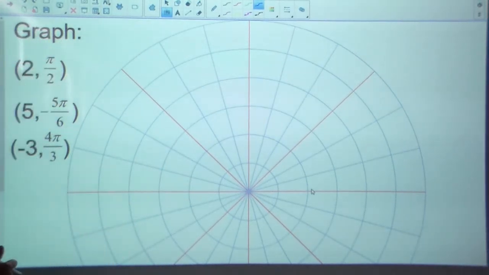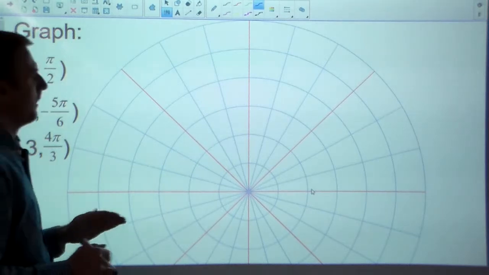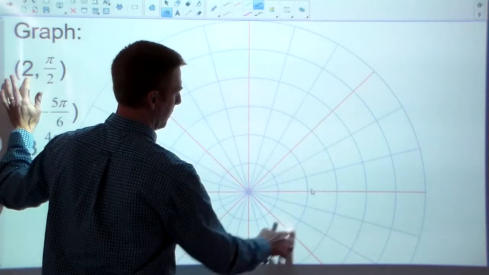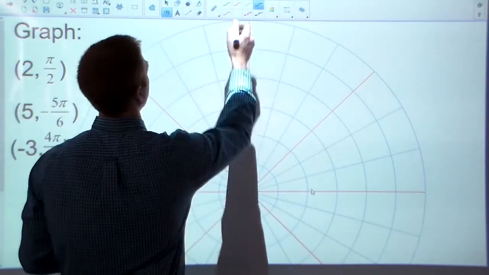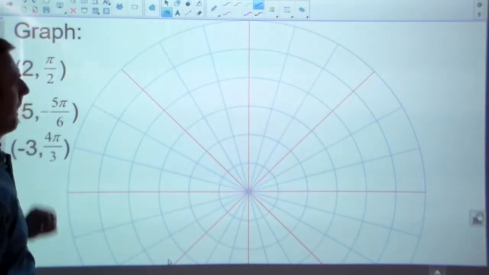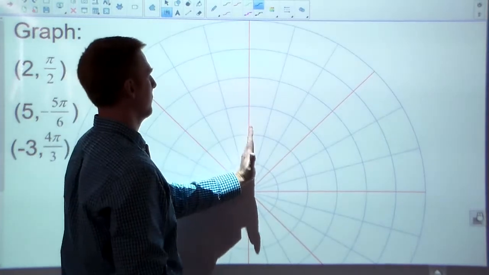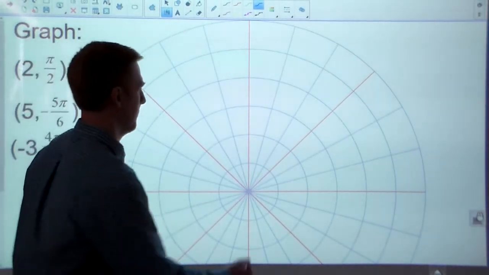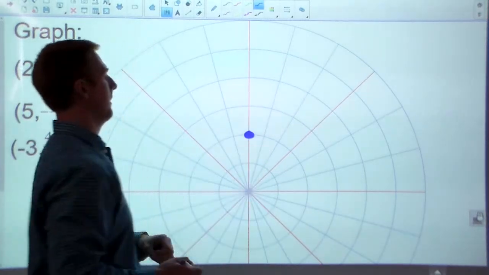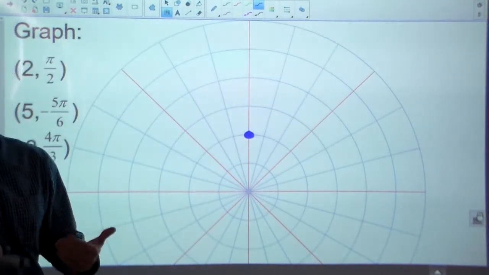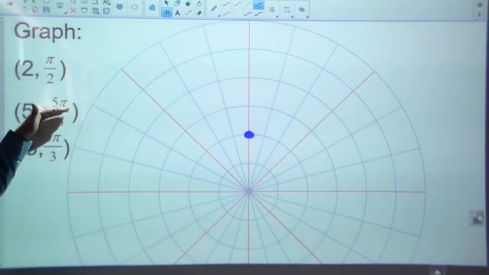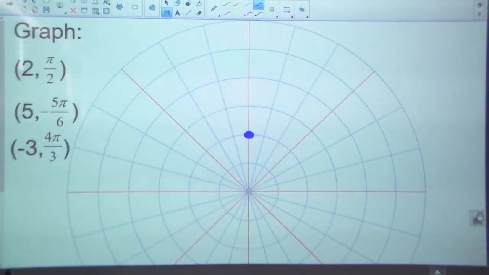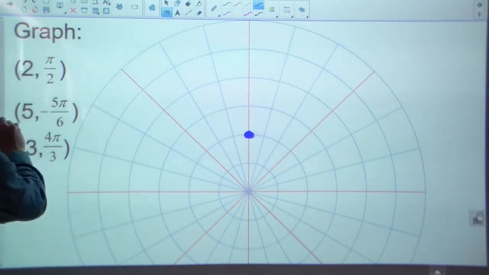So let's try a point. 2, pi over 2. So first up it's 2, so it's on the circle with the radius of 2. It's somewhere on this circle right here. And the angle is pi over 2. Well, we know that's right there. Sometimes it almost makes more sense to start with the angle and then go to the radius. It really doesn't matter how you want to think about it. I find most students and myself, we usually think about the angle first, then move in the radius direction. So that's actually the way I'll approach it from here on.